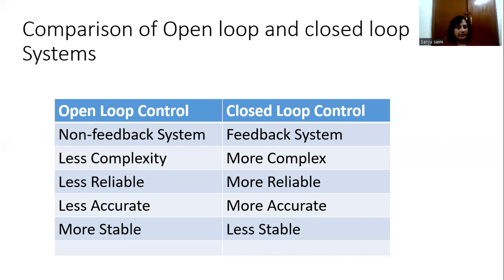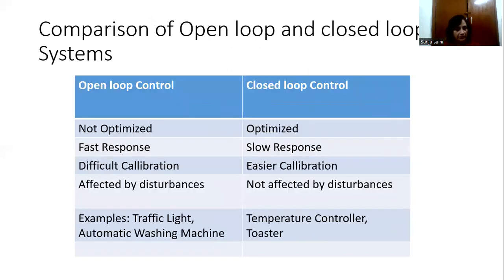Actually, what do we mean by stability? The basic criterion for stability is that the system produces bounded output for bounded input. So open loop control will always give you bounded output for bounded input, but closed loop control may not always give you a bounded output, because of the presence of the feedback elements.